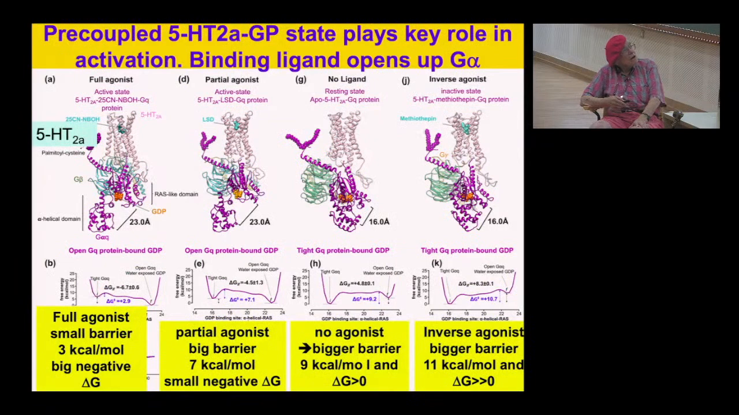There's another case. This is serotonin 2A receptor. And what we find here is that the full agonists have a small barrier and a big delta G. Partial agonists have a big barrier and a small delta G. People argued about what's the difference between a partial agonist and a full agonist. Well, the difference is that in the full agonists, they all go to the activated structure. In the partial agonist, part of the population is stuck here, part of the population is stuck here, so you don't get the full effect. And then inverse agonist, it's way uphill to activate. So the inverse agonist, bound to the G protein GPCR complex, prevents activation.